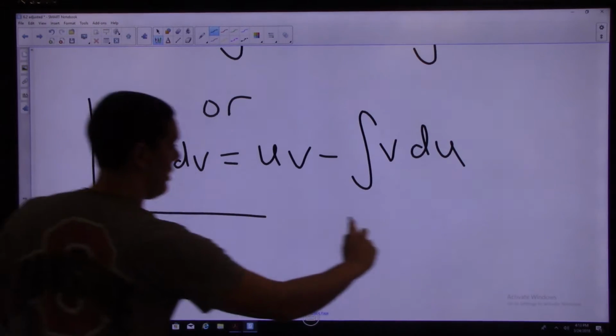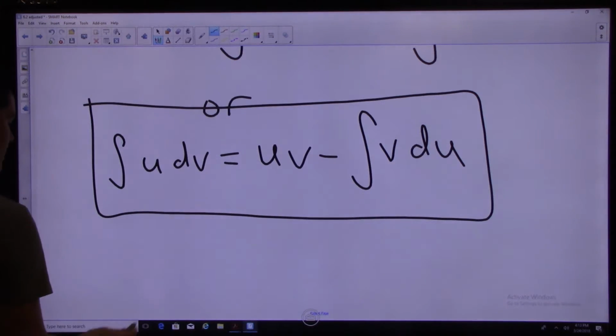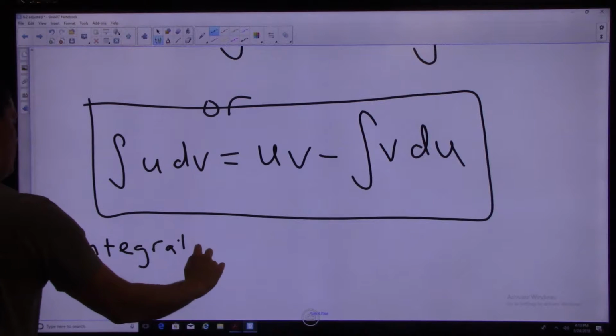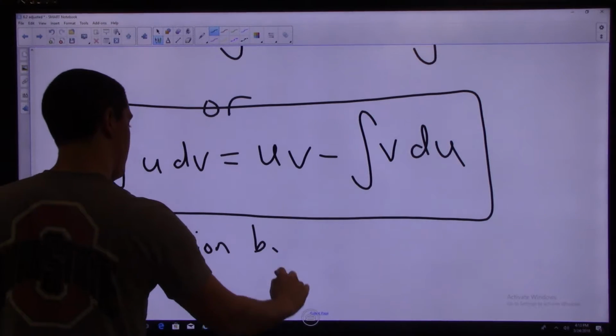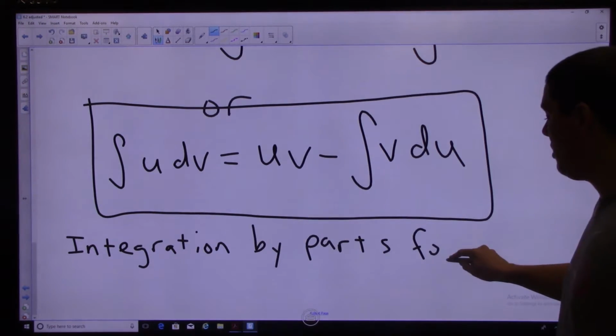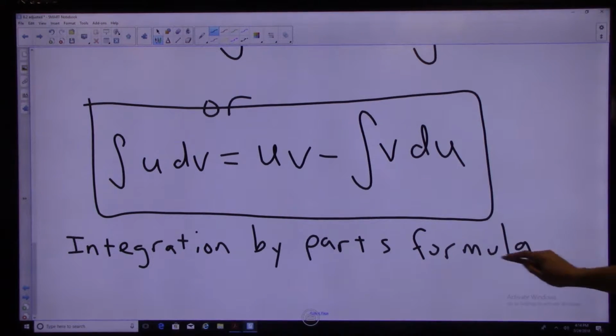Box this up. This is important. This is our integration by parts formula. Alright, so good news here. If that stuff didn't make any sense, I tried to show you where this comes from, why this formula works, why it's true. It started all the way back from the product rule of derivatives. We just wanted to go backwards and talk about antiderivatives.